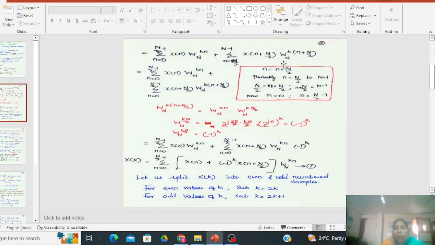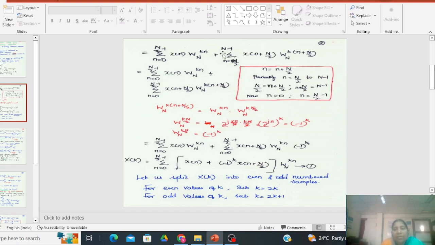In the next slide, the first summation is 0 to N by 2 minus 1. The second summation is N by 2 to N minus 1. The second summation only we are going to change now. For that the assumption is n equal to n plus N by 2. Now the lower limit is n equal to N by 2 and the upper limit is N minus 1. First we take the lower limit N by 2. In the place of small n we substitute N by 2, equal to n plus N by 2. When you bring this N by 2 to the left hand side, it becomes n equal to 0.